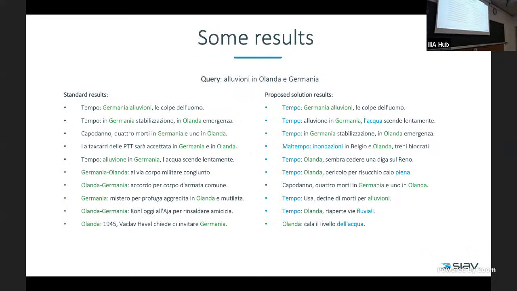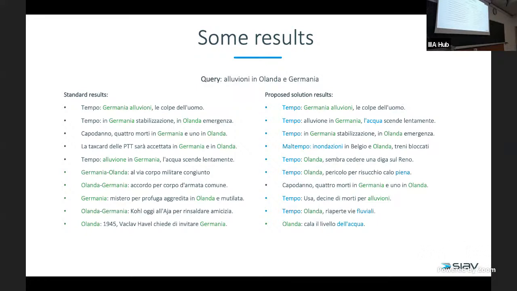Here, the documents are in Italian because we had to use Italian documents since our customer is working on the Italian domain. And the first query is "alluvioni Olanda Germania". Here, the user is likely searching for some news or some information about very bad weather in these 2 countries.